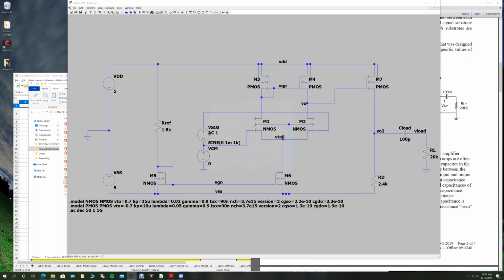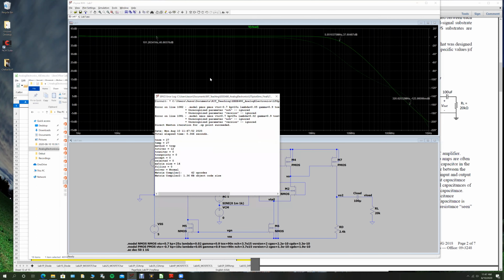So click OK and run our simulation. It's still upset about these NCH inversion parameters. You can get rid of those if you'd like. And I have some old notations on here from the last time I ran this, so I'm just going to delete those real fast. Okay.